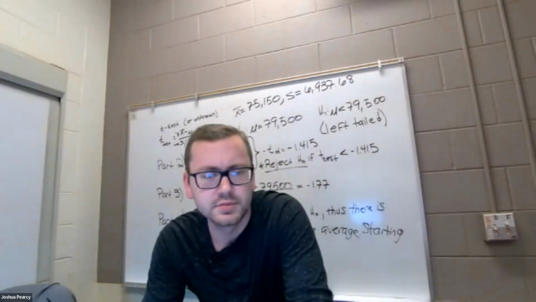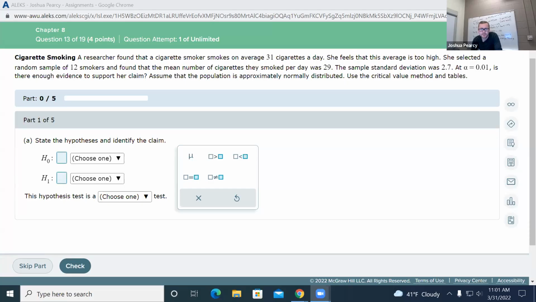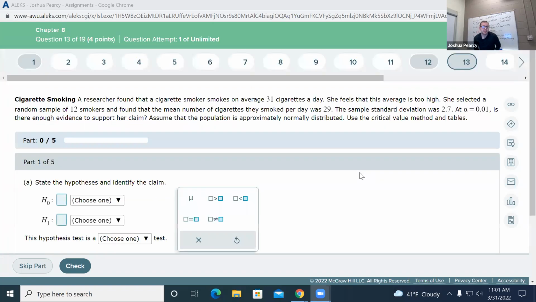Share this. This is number 13. It says a researcher found a cigarette smoker smokes on average 31 cigarettes a day. Does anyone know how accurate that is? Because that's a lot of cigarettes. You've got a problem if you're smoking 31 cigarettes a day. She feels that the average is too high. She selected a random sample of 12 smokers and found the mean number was 29. I really hope they're making up these numbers. The sample standard deviation was 2.7.